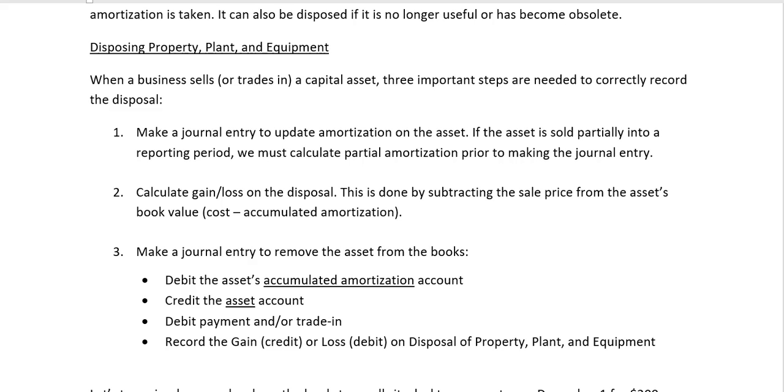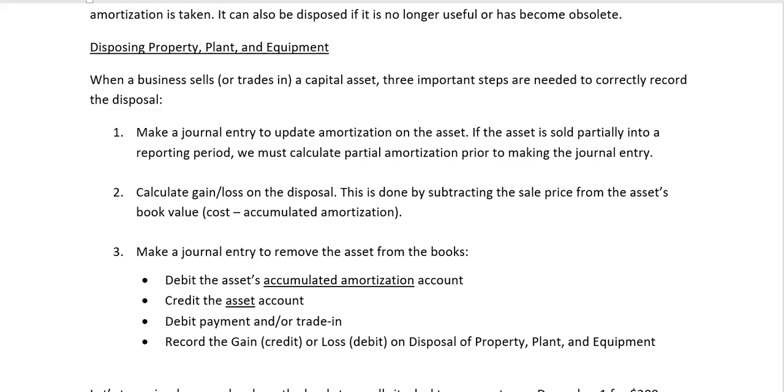This is done by subtracting the sale price from the asset book value, cost minus accumulated amortization. So this can actually be a little bit tricky if you have a lot of moving parts to your transaction. And sometimes it's easier to just go to step 3, which is usually what I do. I skip step 2, I go to step 3, and I come back for step 2 at the very end. And you'll see how that is done.